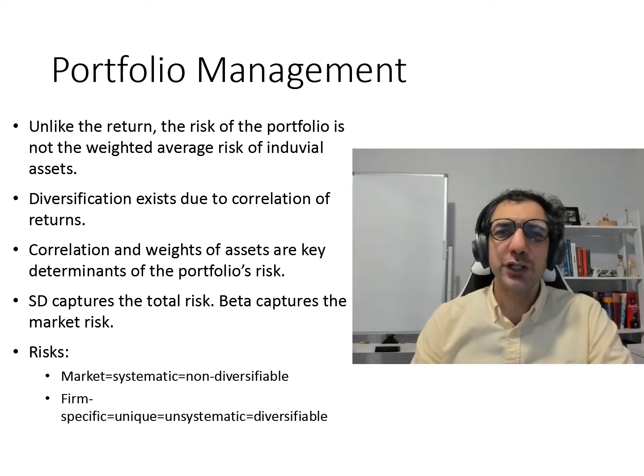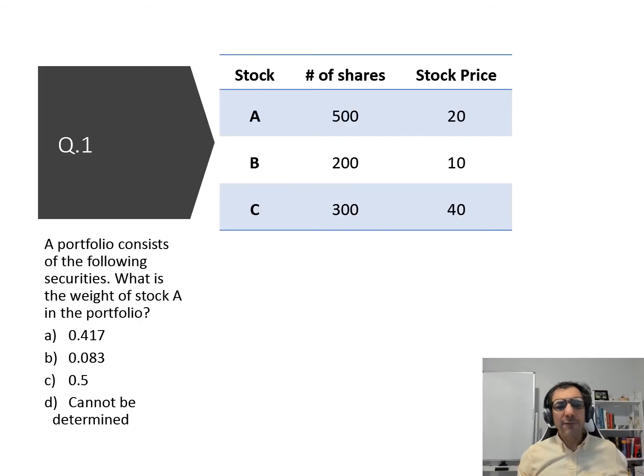Now let's look at a few questions from this module. In the first question, we have a portfolio of three stocks. As you see here, we know the number of shares, and we know the stock price. The goal here is to find the weight of stock A in our portfolio. So you need to find the total market value of the portfolio, and then find the weight of each stock by dividing the value of that stock by the total value of your portfolio. Since our focus here is on A, let's find the total value of the portfolio and the value of A, and then based on that we will find the actual weight of A in this portfolio.